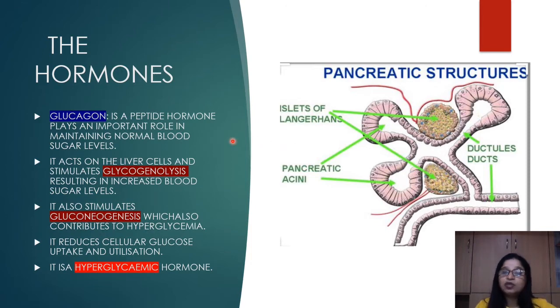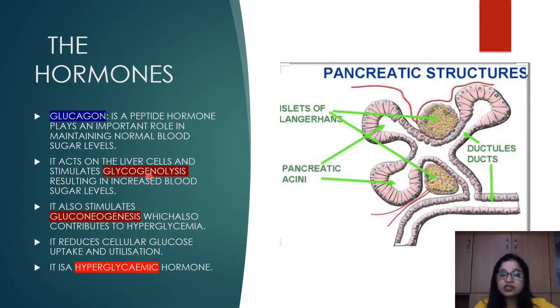Now the glucagon, which as I told you is secreted by the alpha cells of the islets of Langerhans, is a peptide hormone and plays an important role in maintaining normal blood sugar levels. In fact, both insulin and glucagon work together to maintain glucose homeostasis. Now, how does glucagon act?